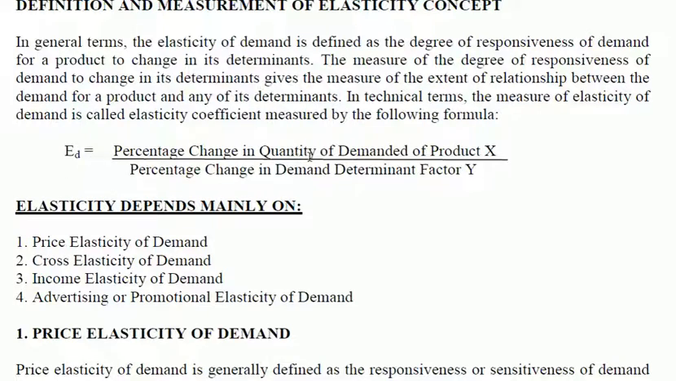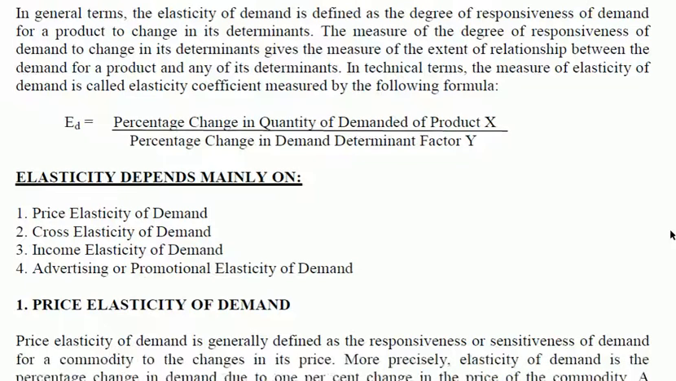The general formula of elasticity of demand is the percentage change in the quantity demanded of product X, divided by the percentage change in the demand determinant factor Y. So the numerator will be the quantity which is demanded, and the denominator will consist of the factor which has been determined.